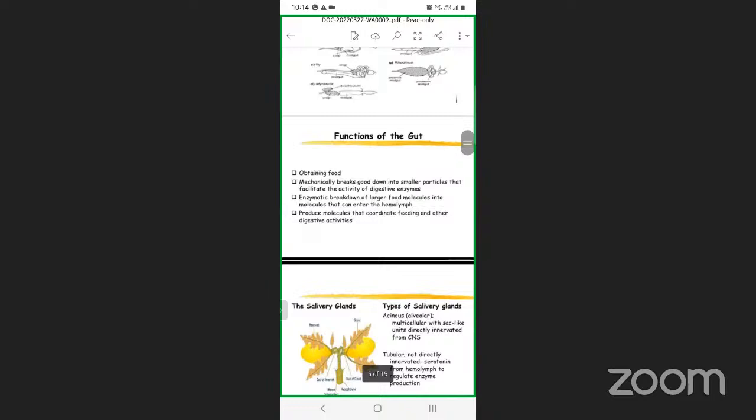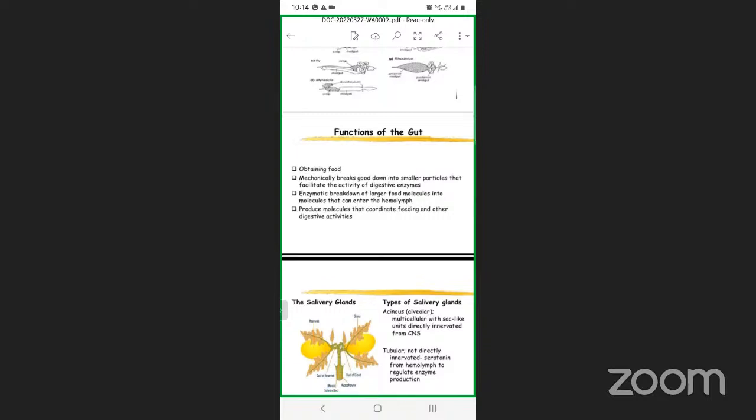So when we see what the functions of the gut are, it means obtaining the food and mechanically breaking it down into smaller particles, which facilitates the activity of digestive enzymes. And here, the enzymatic breakdown of larger food molecules into molecules that can enter the hemolymph happens. They also produce the molecules that coordinate the feeding and other digestive activities.